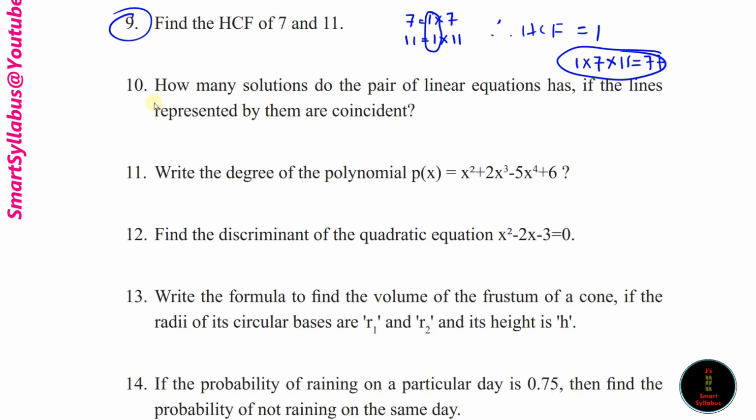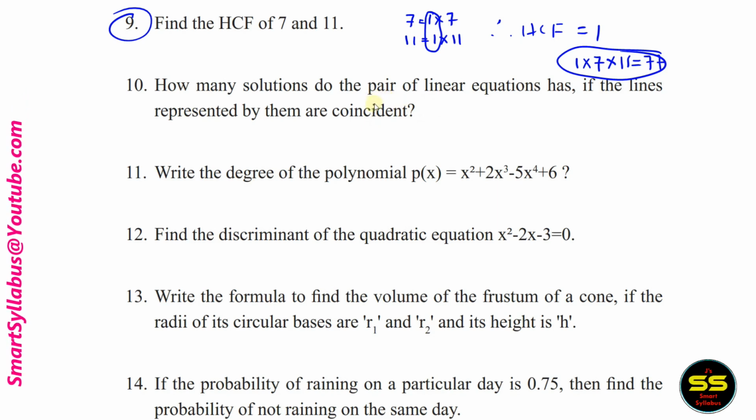Now moving on to the 10th one. How many solutions do the pair of linear equations have if the lines represented by them are coincident? As you can see, students, this is again one more question which is asked from linear equations, because already in the first 8 objective questions, the third one was asked from the same topic. So we have one more question from the same topic, that's pair of linear equations. So here the question is, if the lines of the pair of linear equations coincide, then how many solutions do they have? This is the meaning of the question.